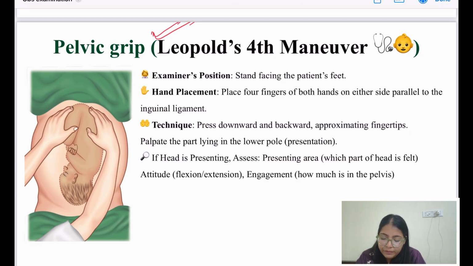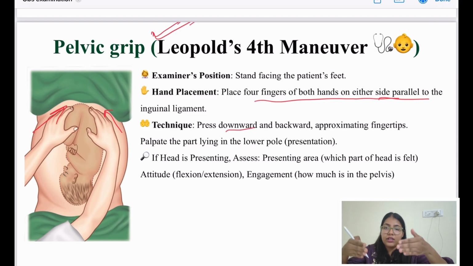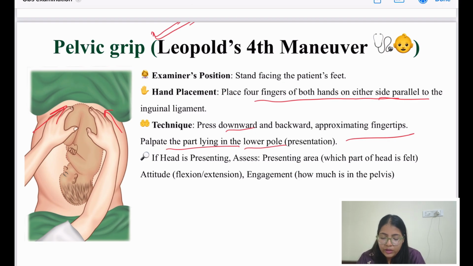Okay, so you place the fingers of both your hands like this, you go parallel to the inguinal ligament of the mother, and then you press downward. You go down and deep, approximating your fingertips, and you palpate the part lying in the lower pole. If the head is present, you confirm your third pelvic grip findings.